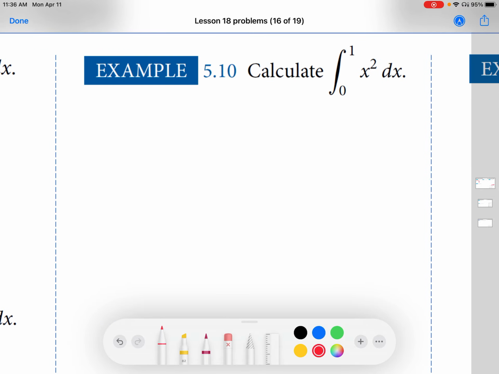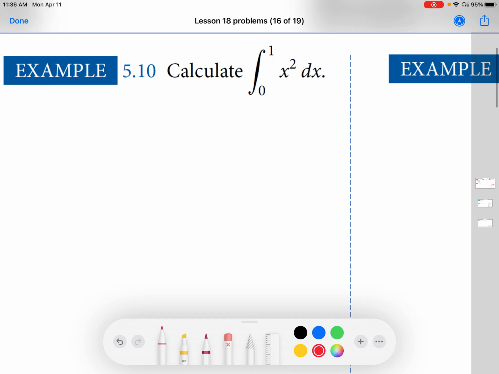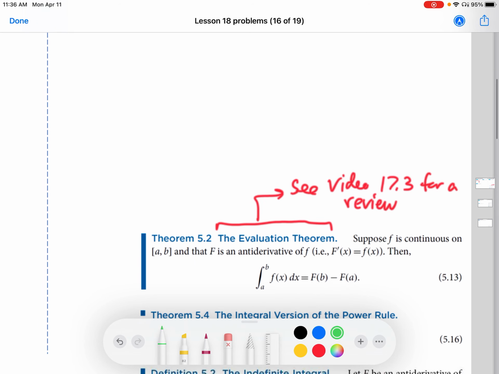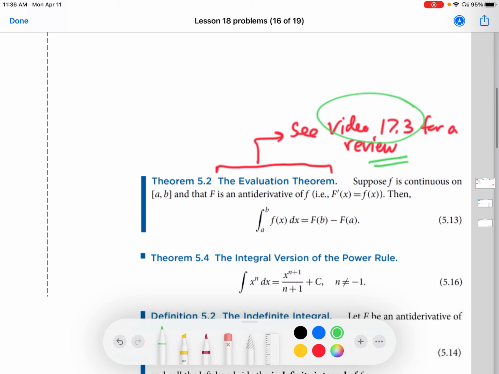In this example, notice that we now have a definite integral versus an indefinite integral. So there are various ways you can do this. The way we've been doing it in the course is through the evaluation theorem. So I'm going to scroll down, remind you what that one says. So I covered the details of the evaluation theorem in video 17.3. So if you want to go there for a more detailed review, please do so.